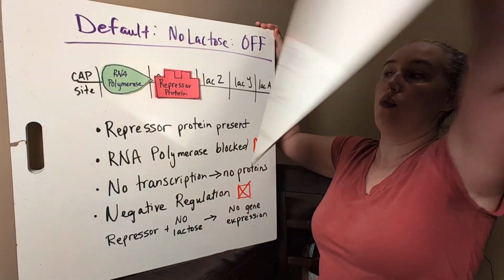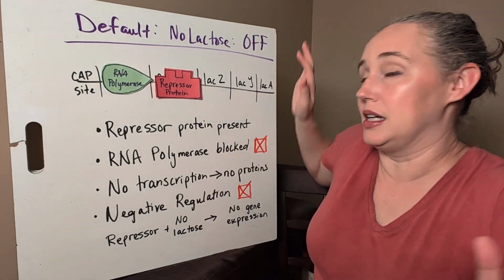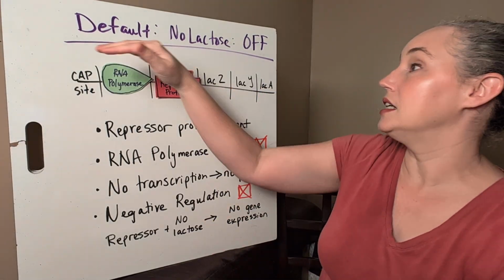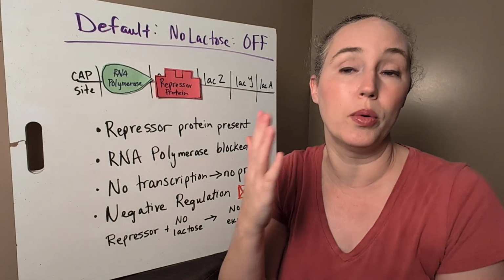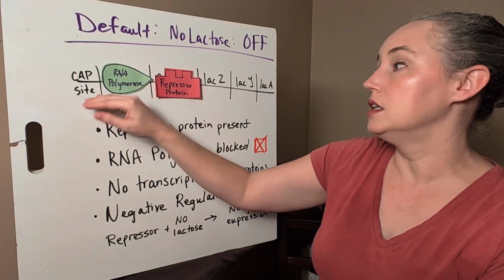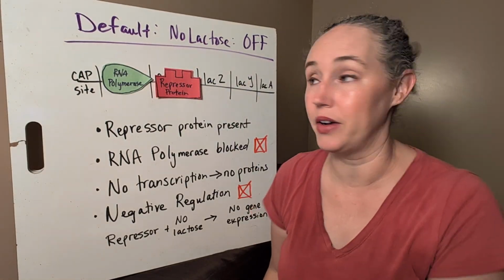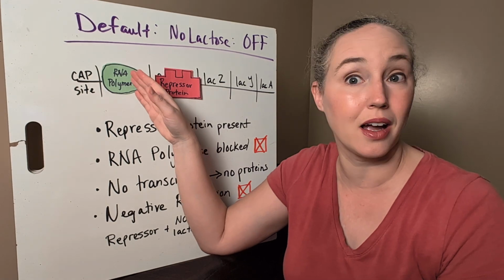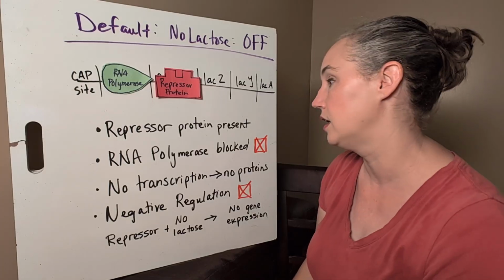Okay, so first, the Lac Operon's default state is off, okay? Because it's assuming that we're not always having lactose. In order to be off, the repressor protein has to be attached to the operator. And when that is there, it's blocking RNA polymerase. RNA polymerase physically cannot go past the repressor protein.